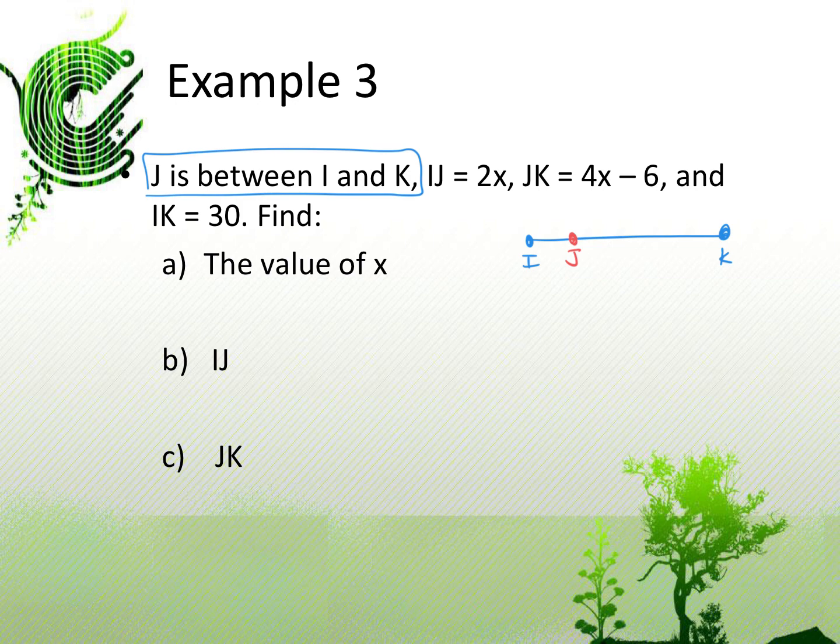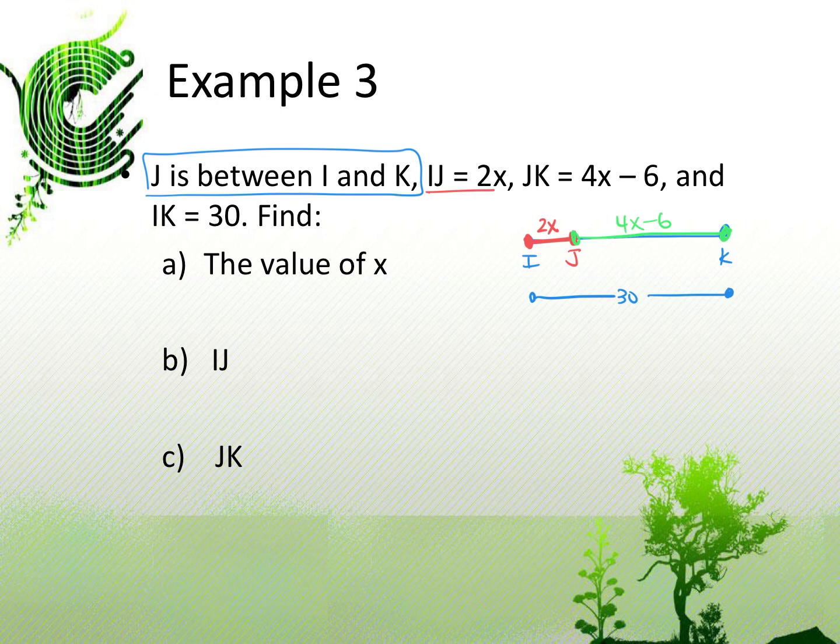So the next sentence says that IJ equals 2x. So this segment from here to here, this red segment, is 2x. JK, which is the green segment here, equals 4x minus 6. And then the last thing tells me that IK, from here all the way to there, equals 30 units. So we need to figure out how we can use what we know about algebra, what we know about equations, what we know about segments to figure out these three values they're looking for.